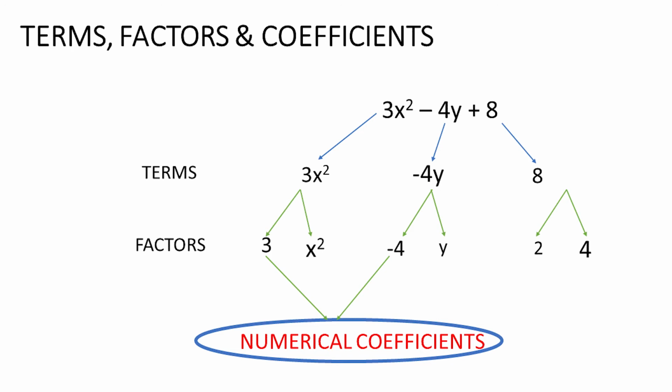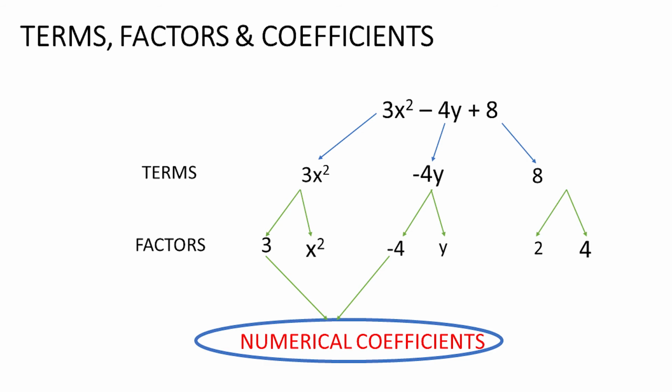Now let us study about terms, factors and coefficient. Let's take one example. Look at this expression, 3x square minus 4y plus 8. Now this expression is made up of three parts. Which are the three parts? 3x square, negative 4y and 8. So these three parts are called terms of this algebraic expression.